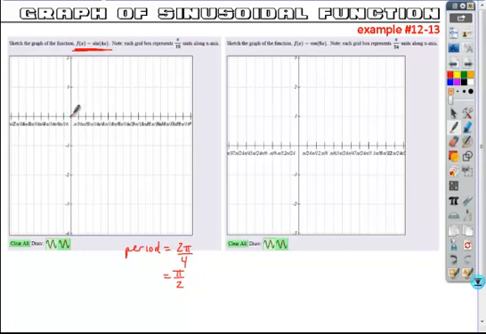We know it starts at the midline, and since there's no horizontal shifting, we know it can be the origin. So I'm going to plot this point first. Next, I'm going to plot the point pi over 2. And now, when I look at this graph, sometimes it depends. I included this one specifically so I could talk through and explain it.